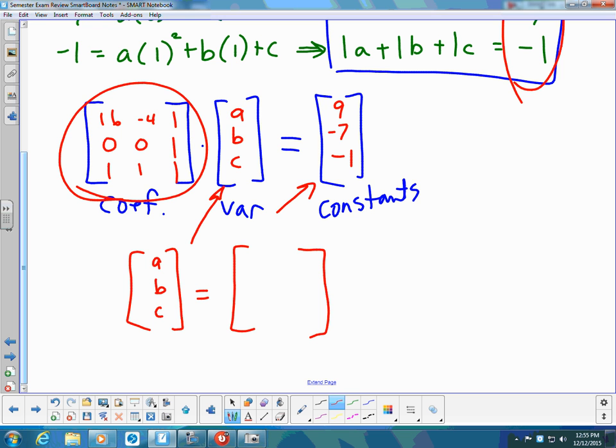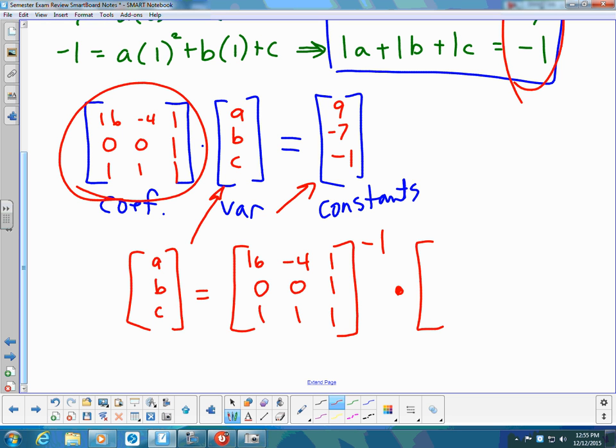So let's rewrite our coefficient matrix a little bit neater: 16, negative 4, 1, 0, 0, 1, 1, 1, 1. But we want the inverse of that matrix, and we indicate that with a little negative 1, times this constant matrix of 9, negative 7, negative 1. At this point, we're just going to let the calculator give us the answer.